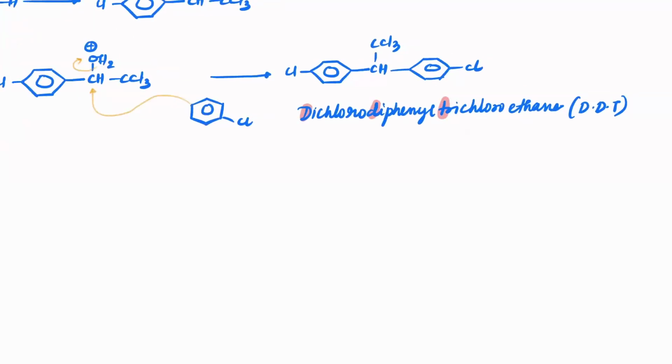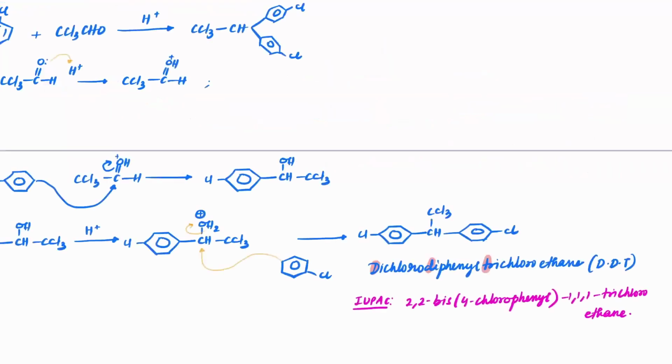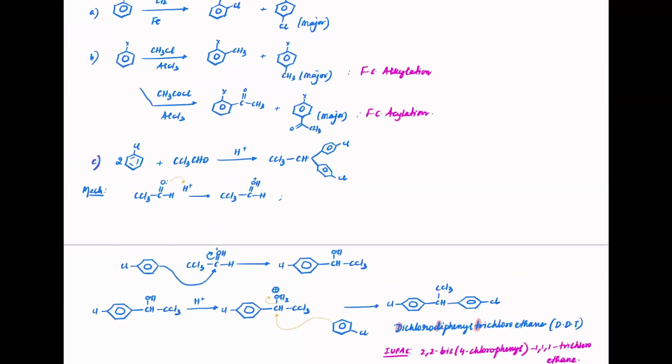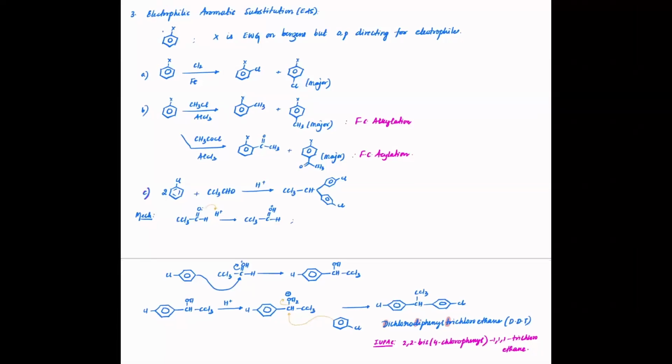Clear? And its IUPAC name is sometimes asked here. That will be 2,2-bis(4-chlorophenyl)-1,1,1-trichloroethane. This is the product formation. So everybody quickly see the electrophilic reactions once. If you have any doubt, you can ask me. Please check.